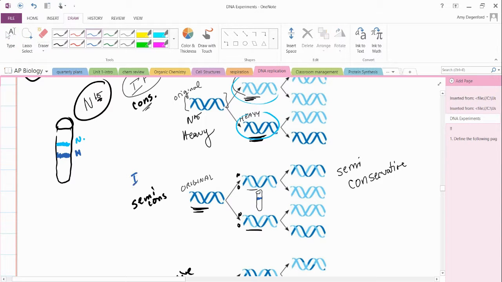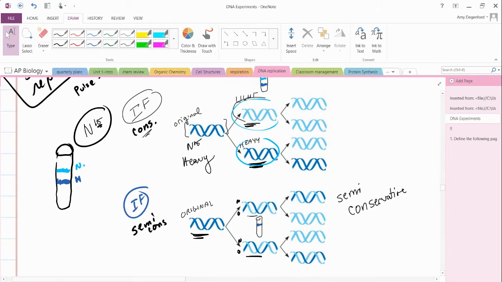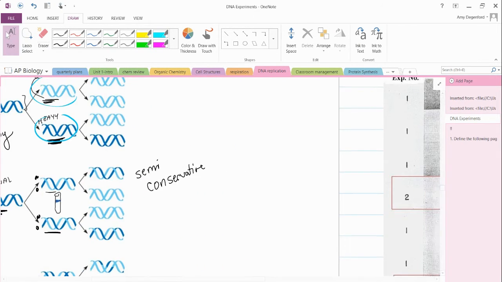And in fact, they did this. So notice how wonderfully predictive this is. They have an if-then. They have a prediction. If it's conservative, we should see two bands. If it's semi-conservative, we should only see one band. So let me show you what they found.